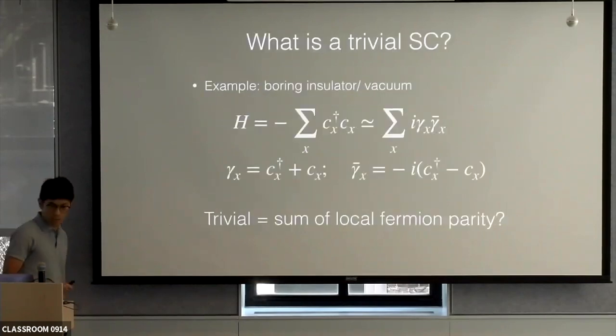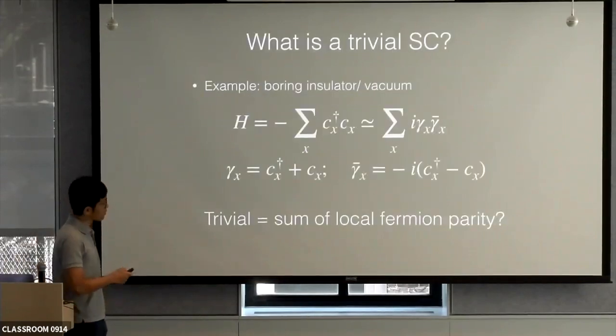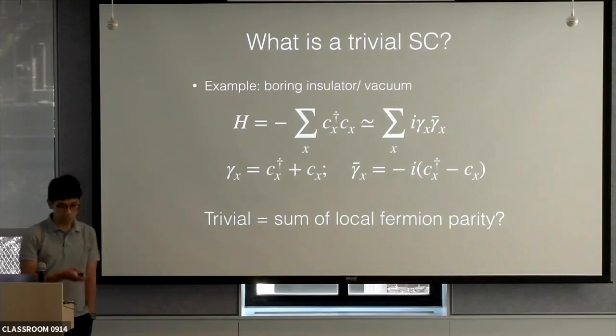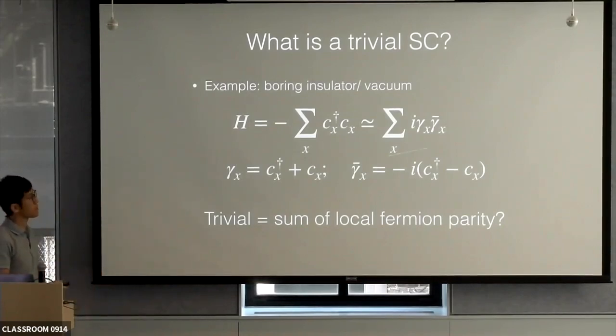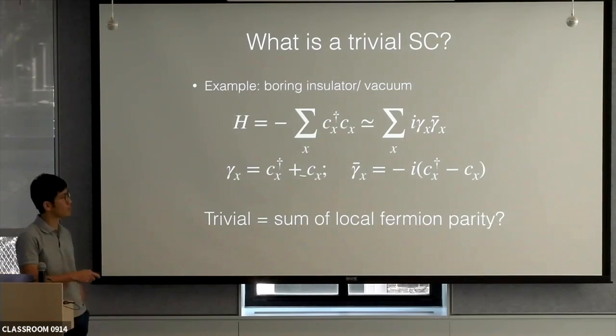So the question is, what is a trivial superconductor? And let me try to motivate a definition by some examples. The first example will be just a boring insulator or just a vacuum. So I'll write down my Hamiltonian. It's just the chemical potential, basically. So on every site, I just put down some c-dagger c, the particle number. So if it's a minus sign here, then it's a filled insulator, and if not, it's a vacuum, if it's a plus sign.